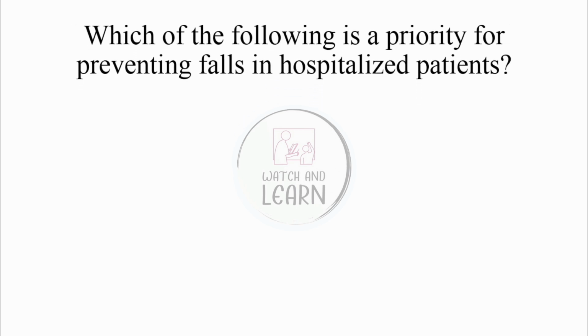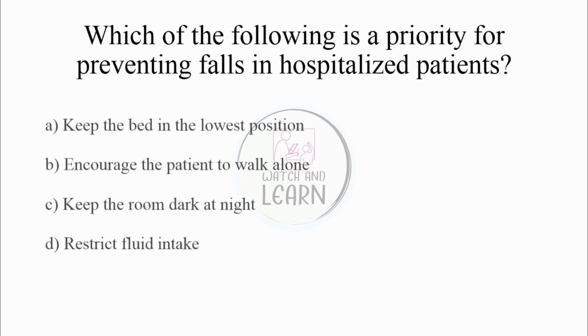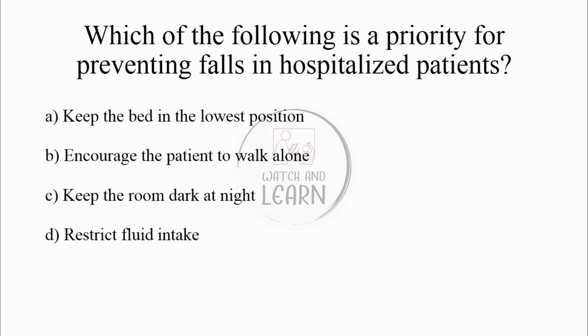Which of the following is a priority for preventing falls in hospitalized patients? Options are option A, keep the bed in the lowest position. Option B, encourage the patient to walk alone. Option C, keep the room dark at night. Option D, restrict fluid intake. The right answer is answer A, keep the bed in the lowest position.